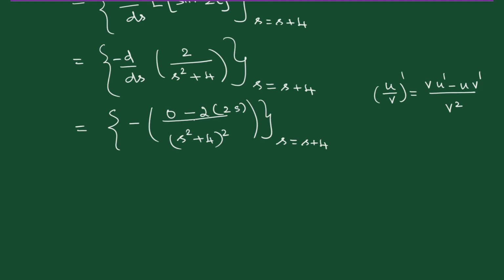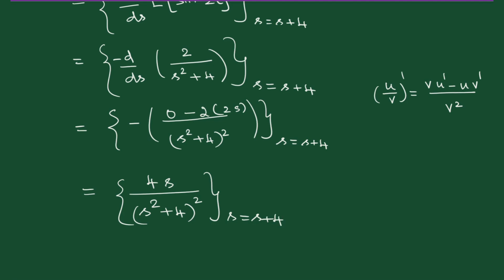So here the numerator is 2. So differentiation of constant term is 0. So minus again 2 into differentiation of the denominator is 2s here, divided by s square plus 4 the whole square. Finally this s should be replaced as s plus 4. So finally here, if you see the numerator, 2 minus 2 into 2s is minus 4s. Already one minus is here. So we can write it as 4s divided by s square plus 4 the whole square, where s is replaced by s plus 4.